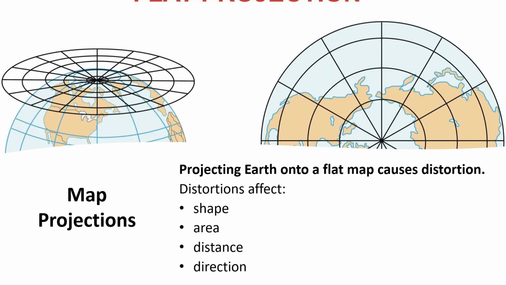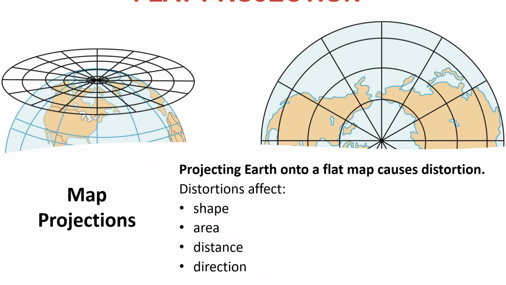Map projections are how we take our spherical world and flatten it out. Because you can't fold up the world and carry it in your pocket. The problem with flattening our world is distortion. Distortions affect the shape of countries, the area or size of places, countries, the distance between places or countries, and the direction of movement between places or countries.